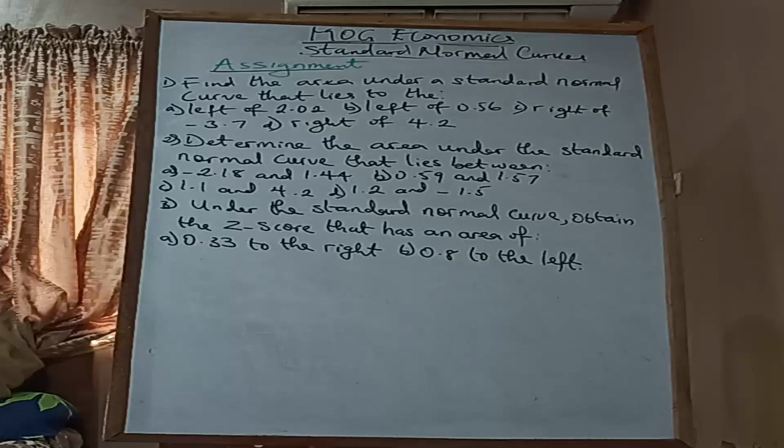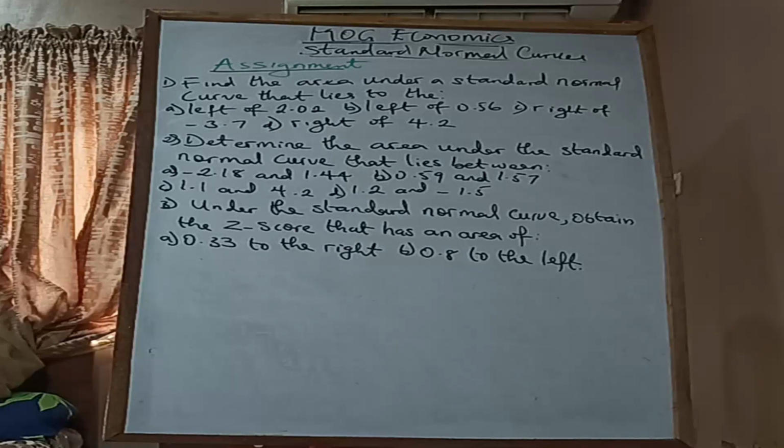The last one says that under the standard normal curve, obtain the z-score that has an area of A, 0.33 to the right and B, 0.8 to the left. So in our next video, we'll be looking at the practical application of z-scores in approaching probability problems, etc.